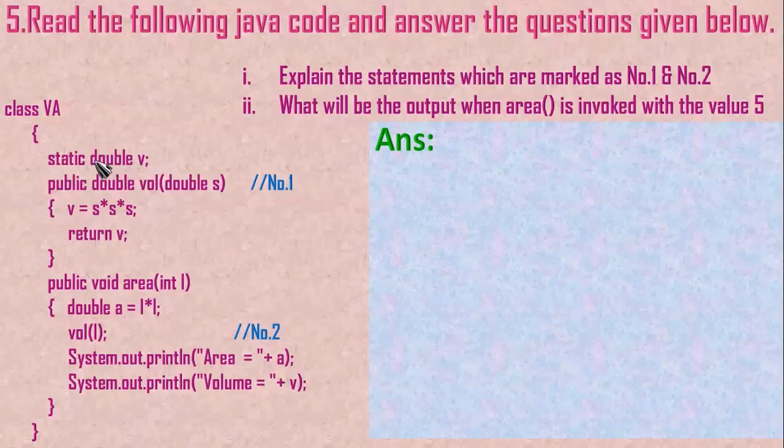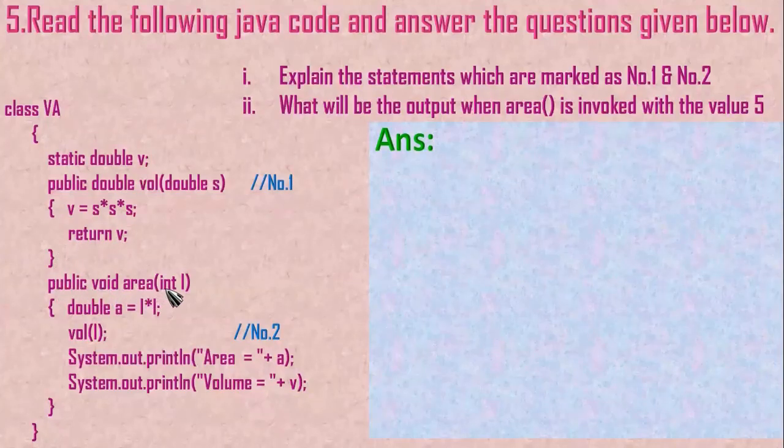Static double V, so it is a class variable. Public double VOL of double S, here is a parameter S which is double type. V is equal to S into S into S. So this is a class variable. So it will take the value of S and then it gives the cube of this. Return V. Then it is closed.